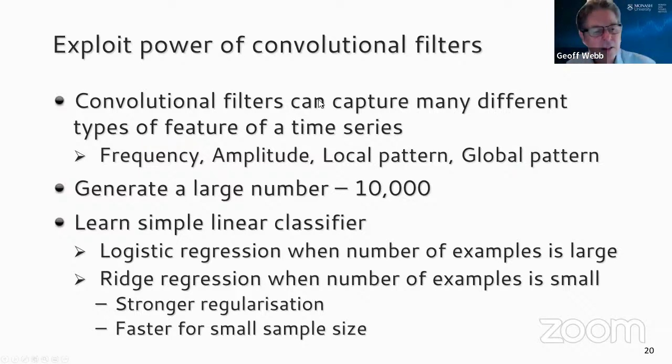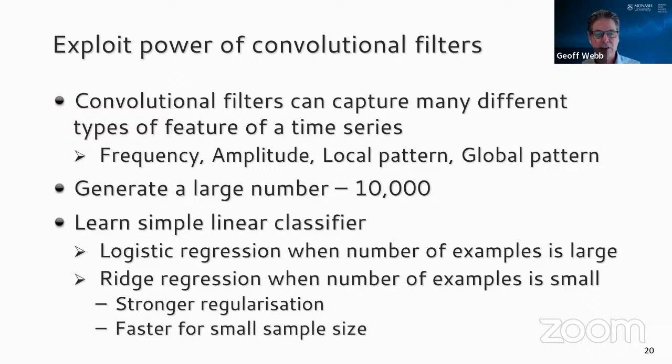And what the Rocket systems do is simply exploit the power of these convolutional filters. It turns out that convolutional filters can capture many different types of feature of a time series. The same mechanism can capture frequency, amplitude, local patterns, and global patterns. So what the first iteration of our approach did was simply generate a large number of these convolutional filters.